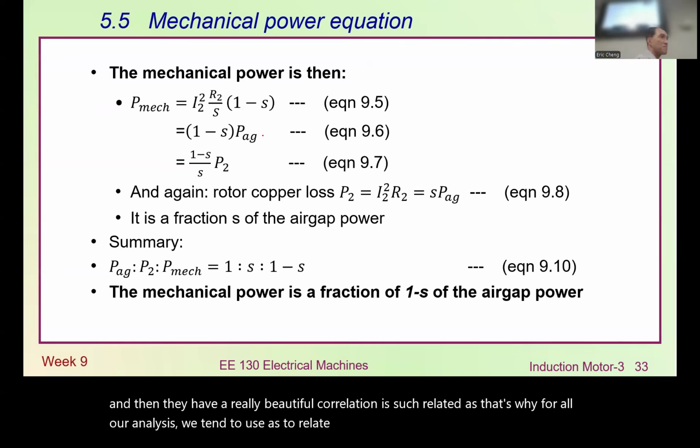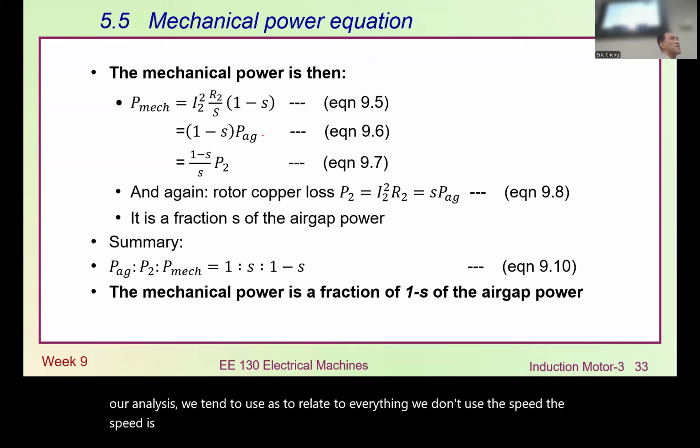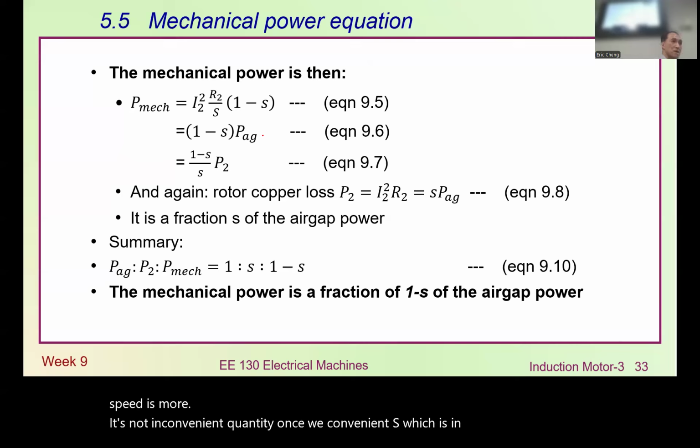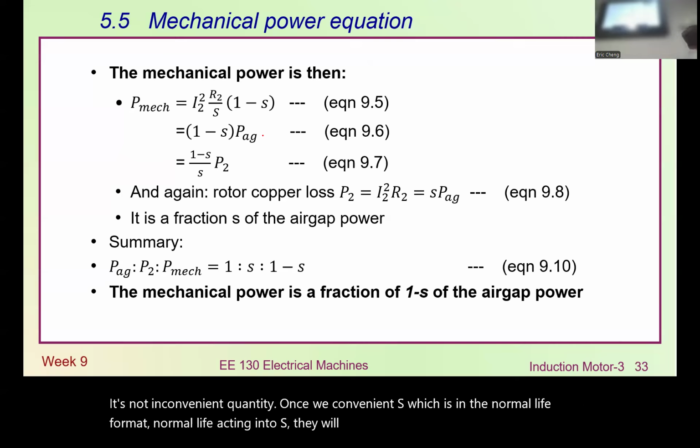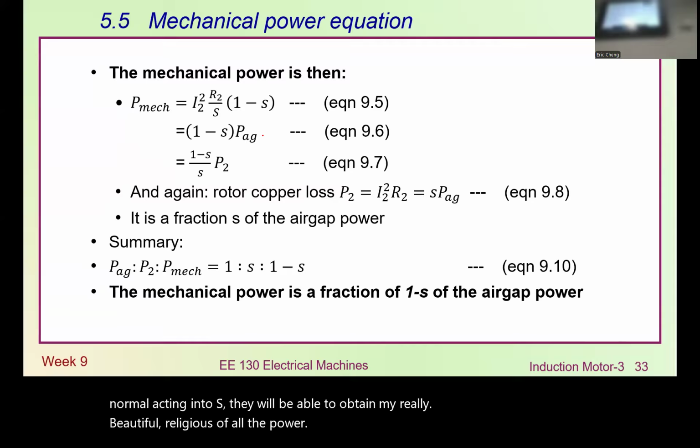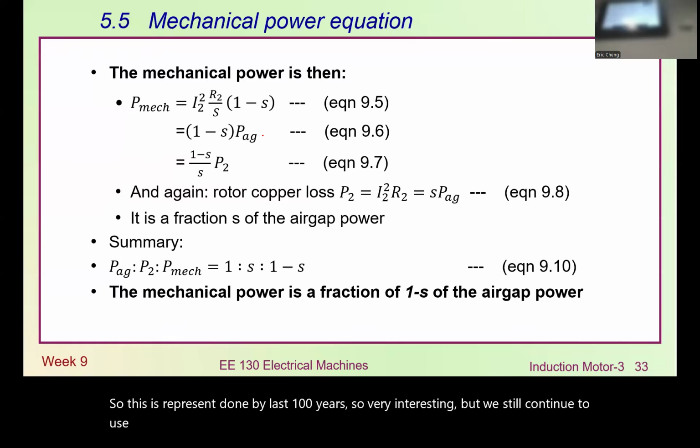We don't use the speed. The speed is not a convenient quantity. Once we normalize everything into S, then we're able to obtain a really beautiful relationship of all the power. This work was done over the last 100 years. It's really interesting, and we still continue to use it.